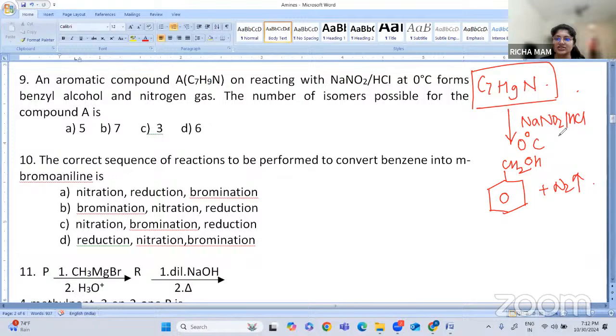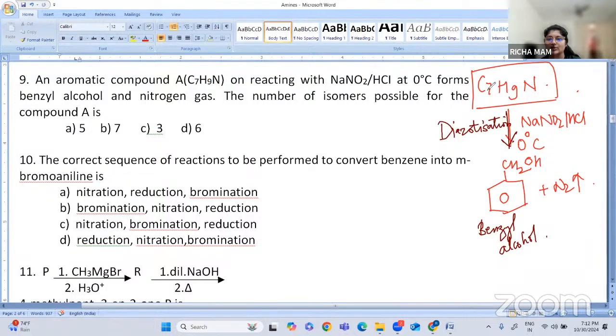So this is a reaction. What they have said is that an aromatic compound is reacted with NaNO2 in the presence of HCl at 0 degrees Celsius, so we are doing diazotization. We are going to get benzyl alcohol plus nitrogen gas. So how many possible isomers are possible for the compound A?